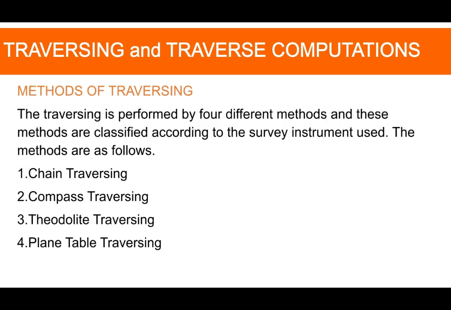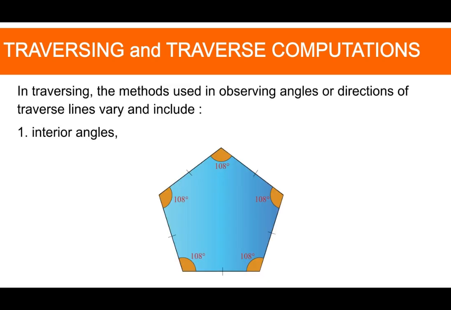There are different methods of traversing. The first one is chain traversing, second one is compass traversing, third is theodolite traversing, and of course, plane table surveying. I believe I've already discussed this during the introduction of our course or subject.